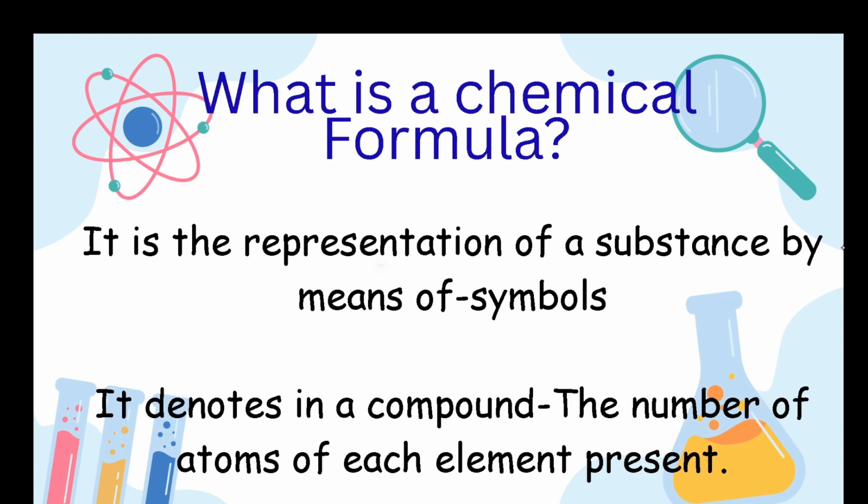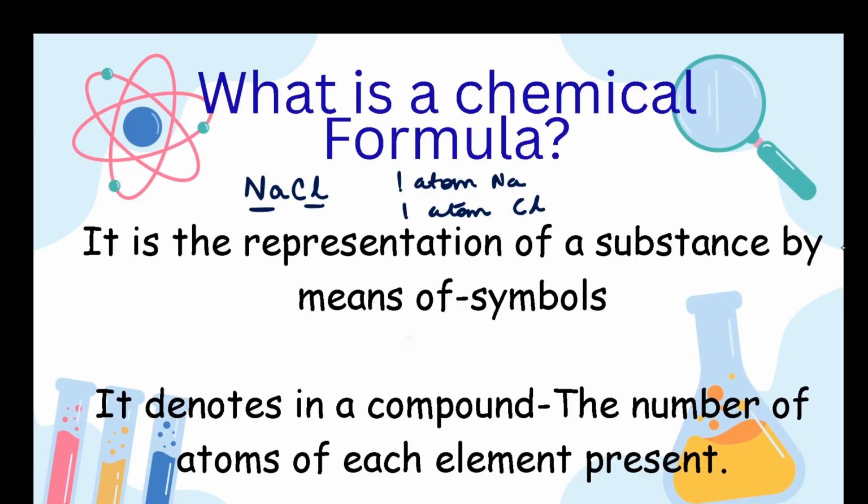First, see the definition. It is a representation of a substance by means of symbols. If we take the example of sodium chloride, it is a compound represented by the symbols Na and Cl. Na is sodium and Cl is chlorine. And how many atoms are there? There is 1 atom of sodium and 1 atom of chlorine. So, when we see a given chemical formula, we can also see the number of atoms that are present.